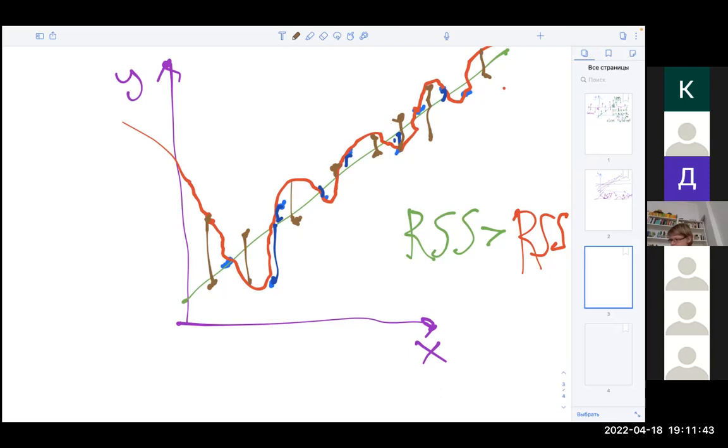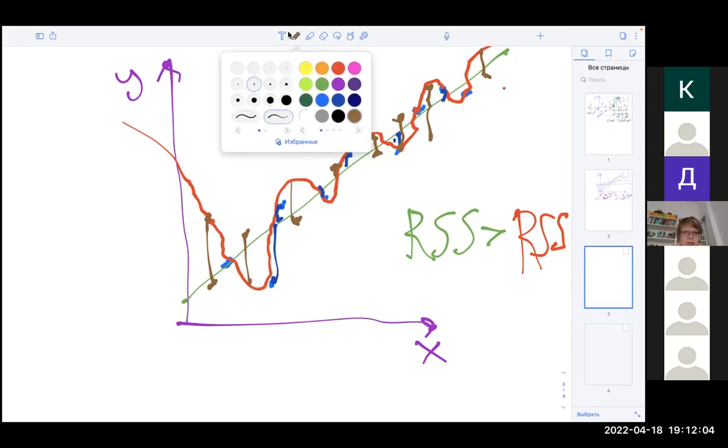But for this curvy model, it can happen that we had zero, and now we have really huge residuals, very huge variability that we didn't explain with our model. This problem, maybe some of you know from machine learning, is called overfitting.